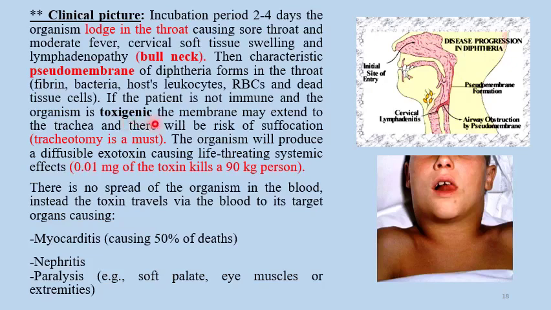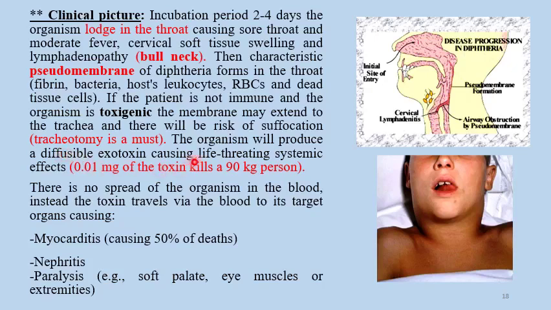what will happen? The membrane may extend to the trachea and there will be the risk of suffocation. Suffocation occurs, which is why we named the disease after it, the croup. In this case, to rescue this person, tracheotomy is a must. We will see a picture later showing this tracheotomy operation. It is an opening in the trachea from the neck so that the person can breathe.